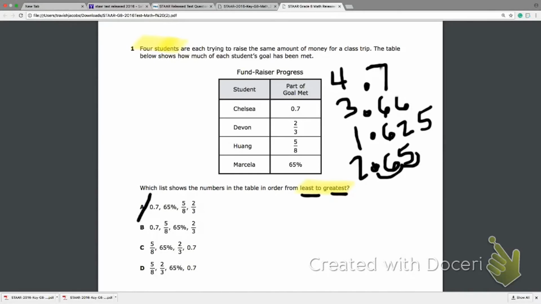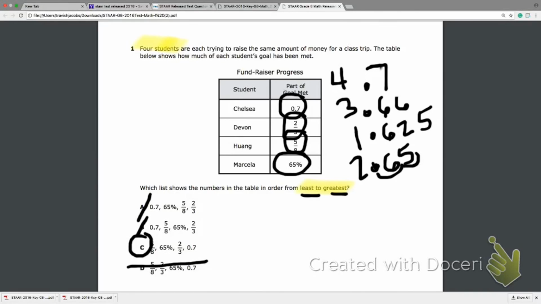So what we have next is 0.7, 5/8, 65%, and 2/3. Again, 0.7 is our largest number. We have 5/8, 65%, 2/3, and 0.7. We're going to look over here. 0.625 is our first number. That matches 5/8, correct. Number 2 is 0.65, or 65%. That's number 2. And then 2/3 is 3. That's right. And then 0.7 is the last. So good. Not even looking at D, we don't even have to worry about D. We know that the answer is C.